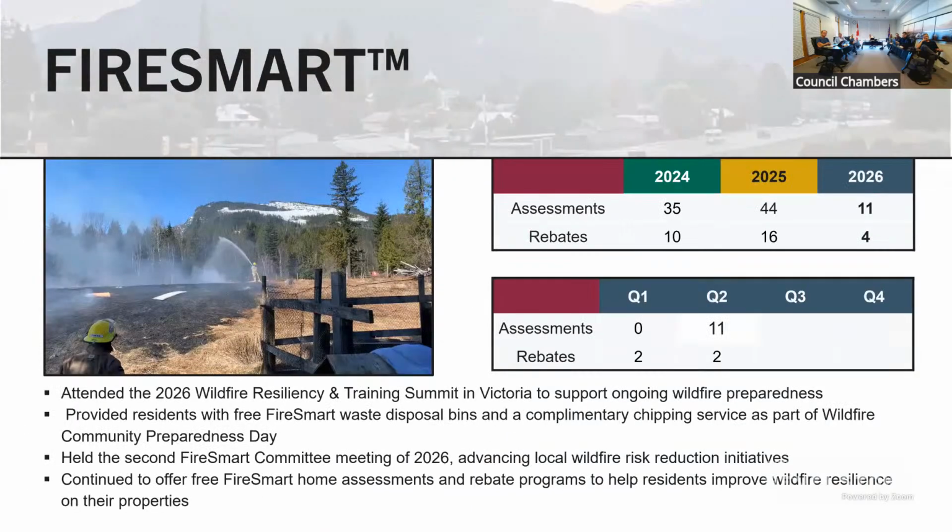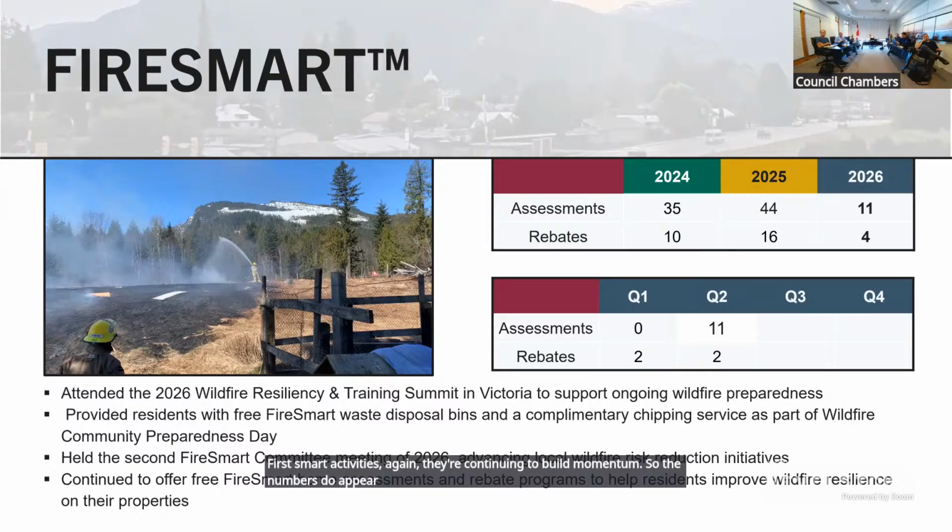Fire Smart activities, again, they're continuing to build momentum. So the numbers do appear a little bit low, but it's still early in the season for people to get into Fire Smart. There was snow and wet for quite a while, so it just slows things down. But Fire Smart has been busy with additional things such as critical infrastructure Fire Smart assessments. So that's another section that isn't really captured here, but for example, the Greeley Water Treatment Plant has had an assessment done on it. What else can I tell you with that? I think that's about it.